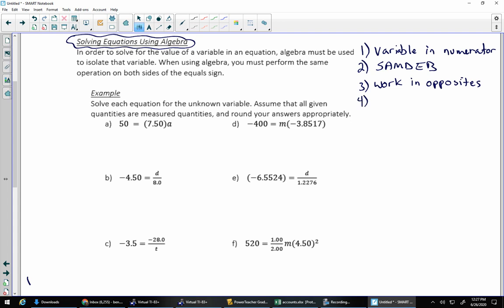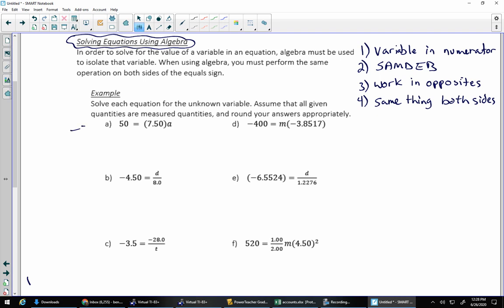And then finally, what you do to one side of the equation, you have to do the exact same thing to the entire other side of the equation. So if you divide one side by pi, you have to divide the other side by pi as well. Same thing, both sides, is how I'm going to abbreviate that. Those four things are what we need to keep in mind. So let's do a couple quick examples together, and then we'll get you going with some practice, and hopefully you're comfortable with this stuff.